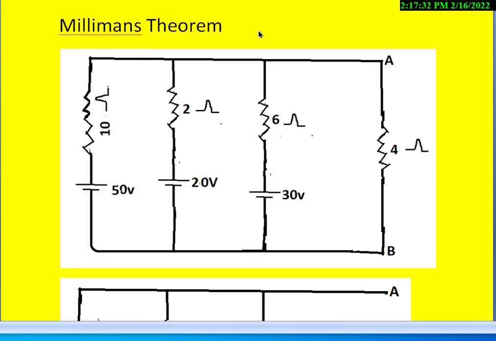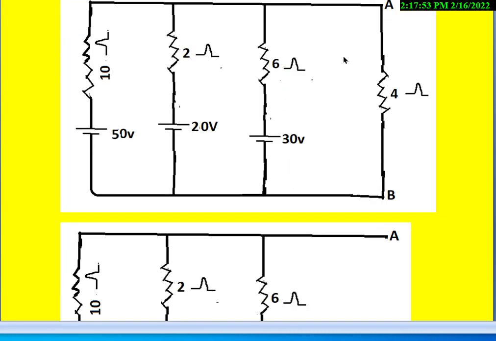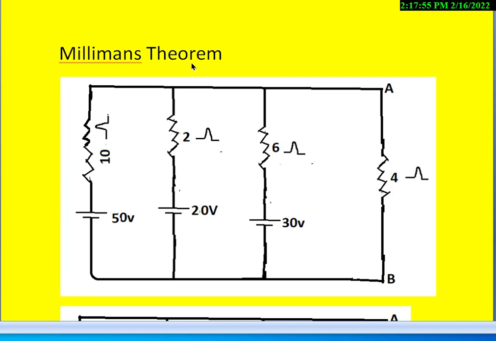Next, Millman's theorem. This theorem is used when there are a number of voltage sources, or when a number of practical voltage sources are connected in parallel, we get the equivalent practical voltage source with this Millman's theorem. So let us take a problem here.